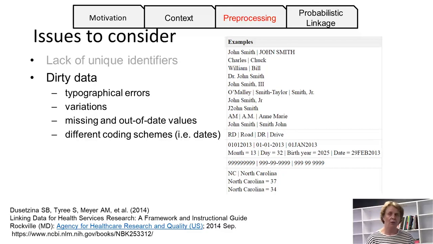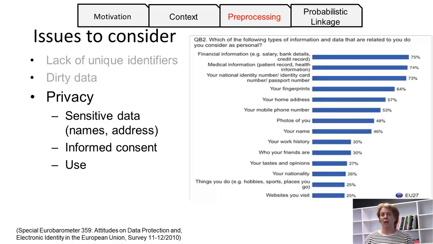And then, of course, you've got different ways in which a state will be written. North Carolina spelled out, NC, or perhaps FIPS codes. So the pre-processing is a lot of dirty work, requires a lot of looking at the data, understanding the different files and standardizing.